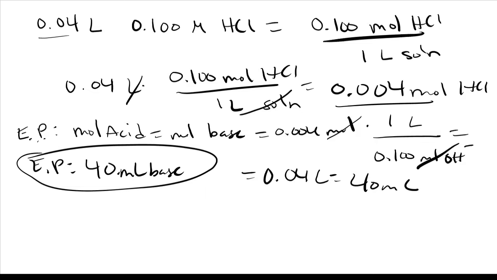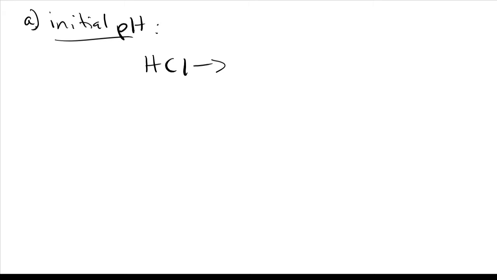All right. So now, let's go ahead and do part A. They want the initial pH. So remember, we said that HCl breaks into hydrogen ions and chloride ions completely because it's a very strong acid. It's one of the acids in the list.